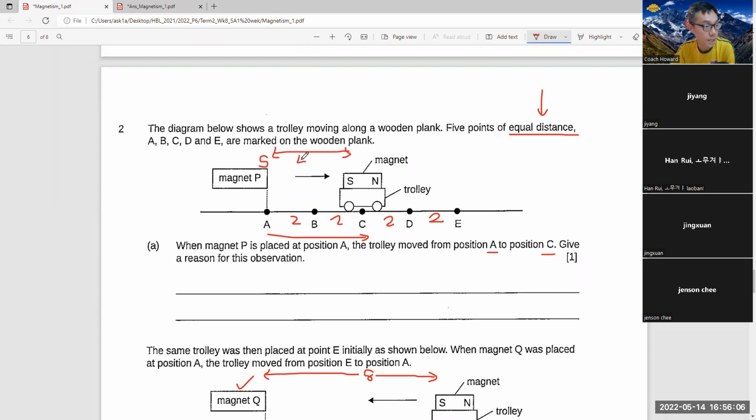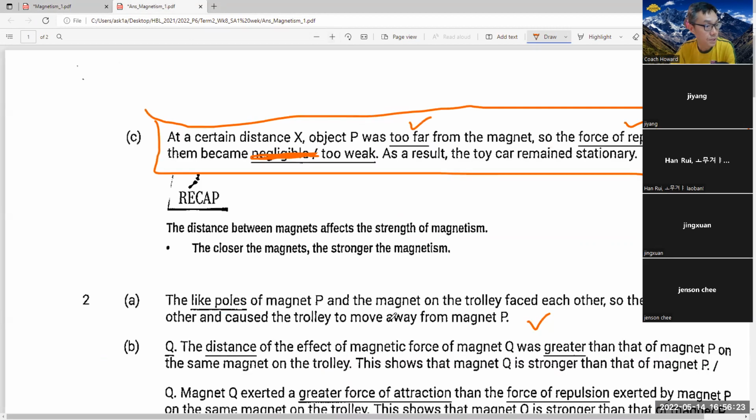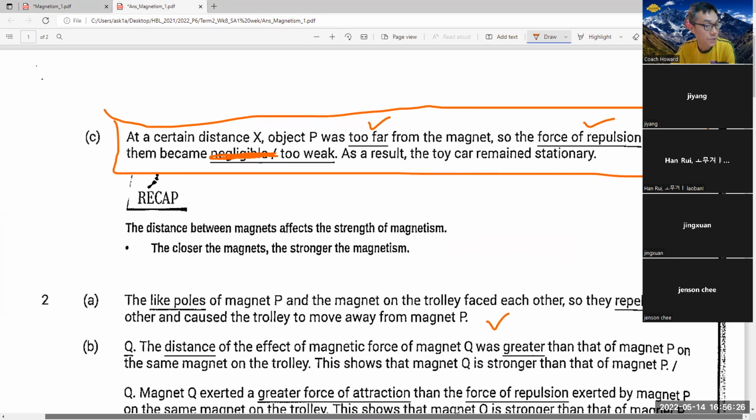So these are some of the things you can do to help yourself understand the questions better. You must mention that the south pole faces the south pole. The answer you put should be in this manner: you talk about the like pole of magnet P and the magnet on the trolley facing each other, so they repel. Because this is only one mark. They repel each other and cause the trolley to move away from the magnet.